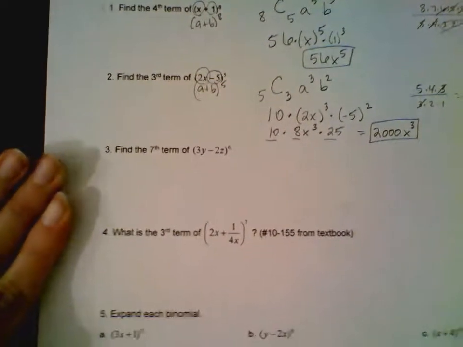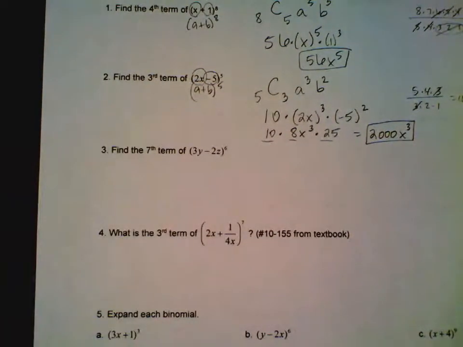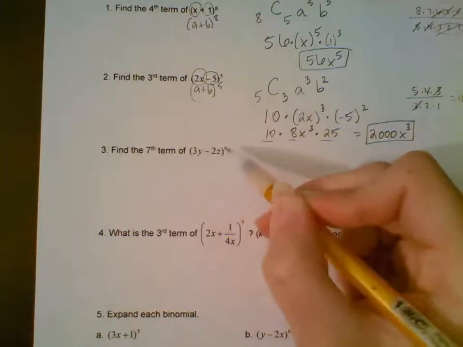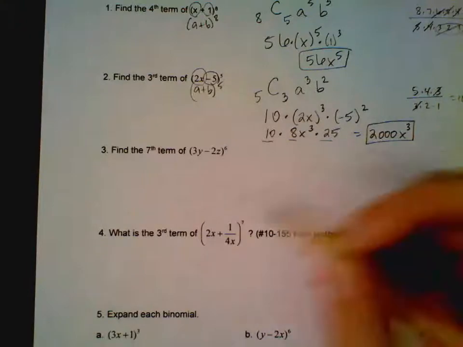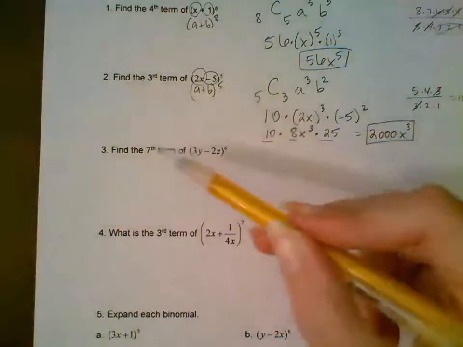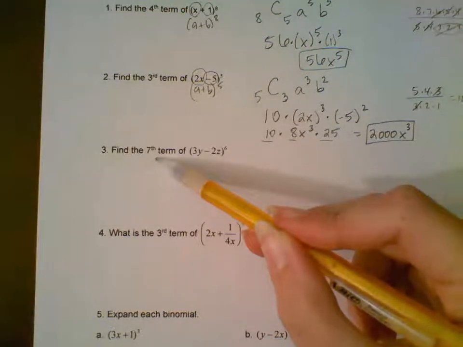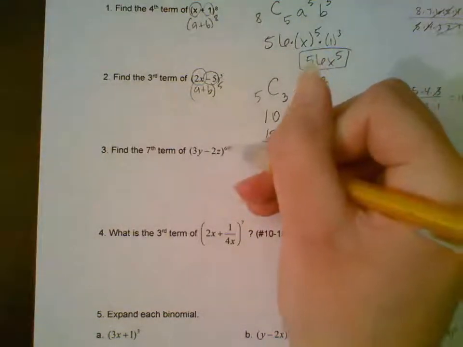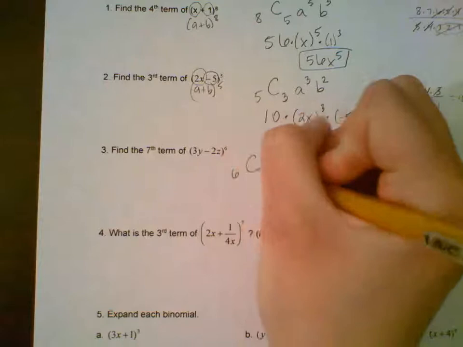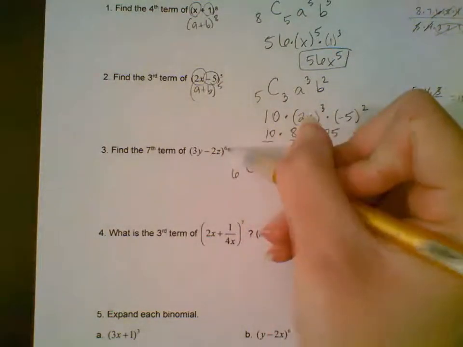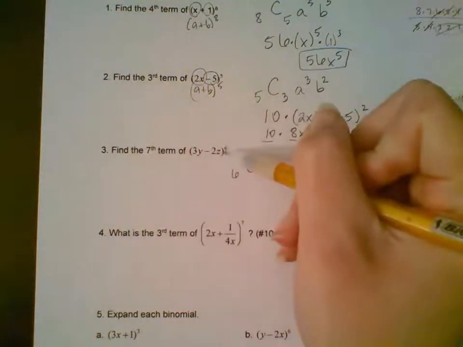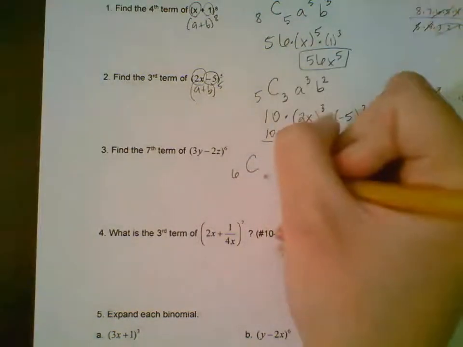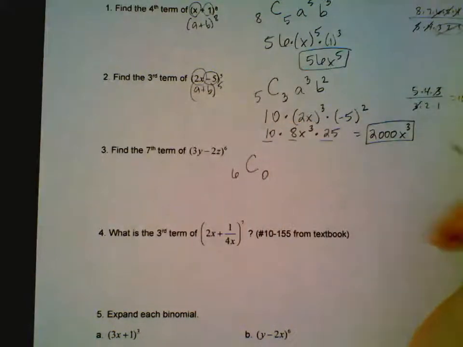Question 3. Find the 7th term of (3y minus 2z) to the 6th power. So instead of expanding it all the way out and finding the 7th term by counting, we're just going to find the 7th term right away. We start with this exponent, 6, C, and then we do 6 minus the term we're looking for. 6 minus 7 gives us negative 1. We add 1 back to that, so we get a 0 here.